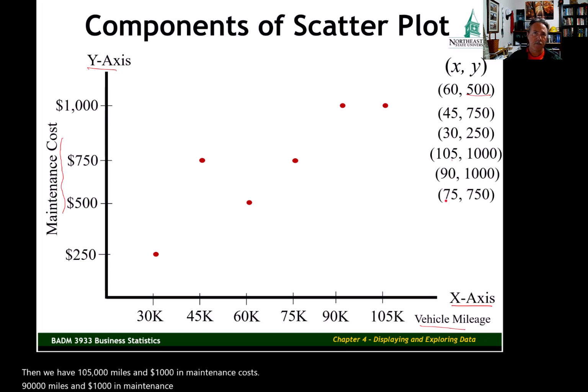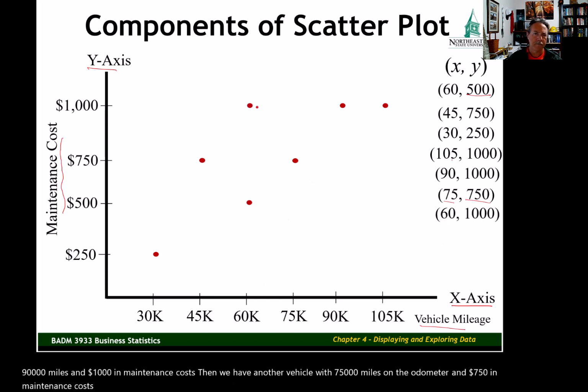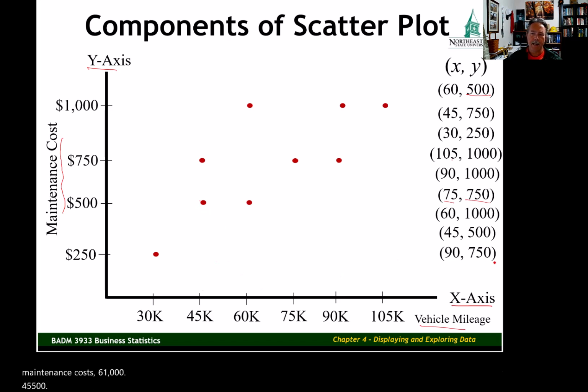Then we have another vehicle with 75,000 miles on the odometer and $750 in maintenance costs. 61,000, 45,500, 90,750. And then we have this.